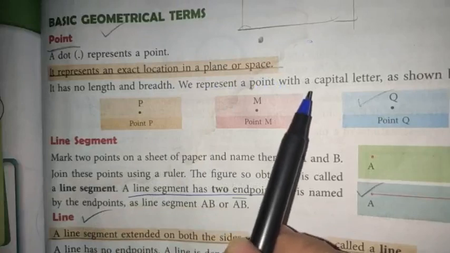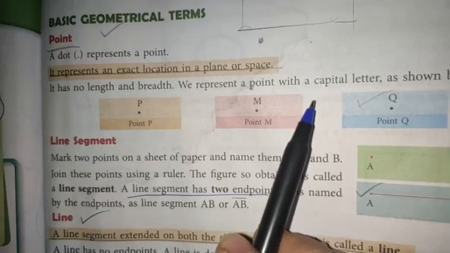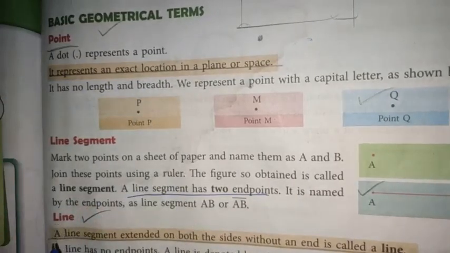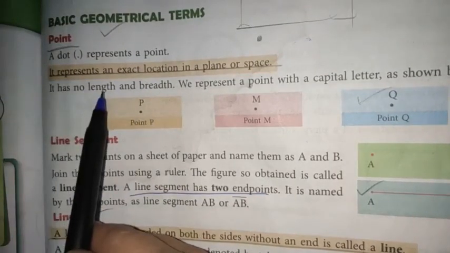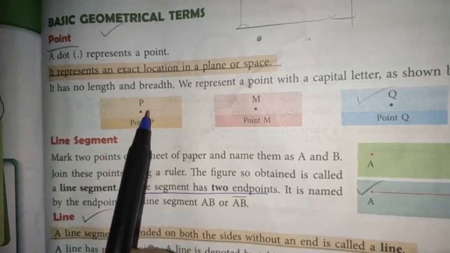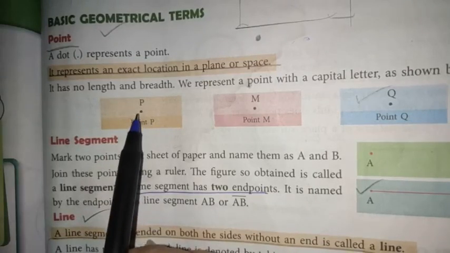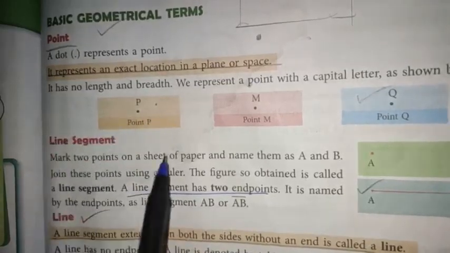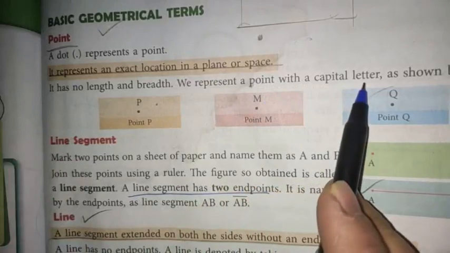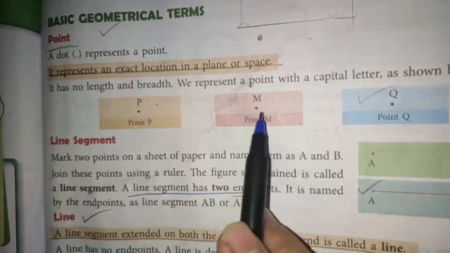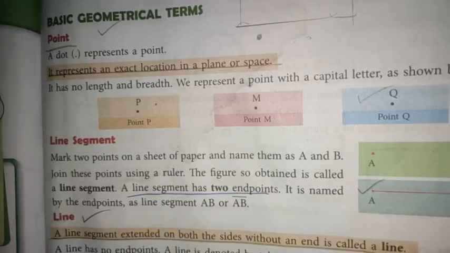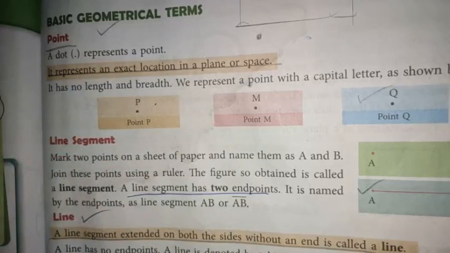Okay, point. It represents an exact location in a plane or space, as you saw in the cuboid where I showed you the points. It has no length. Just see, this is the point P drawn here in your book. Do you see any length here? It is just a simple dot, full stop. So no length, no breadth. We represent the point with a capital letter as shown below. These are the point examples given. So this is the first important term, which is point. I hope you have understood this.